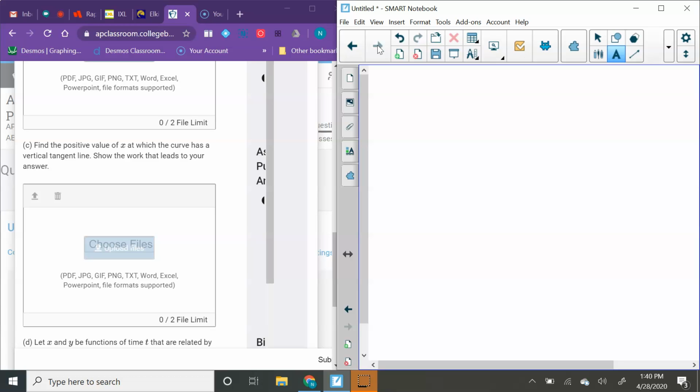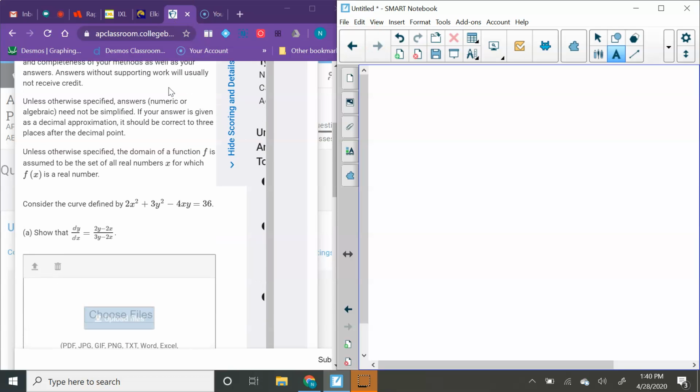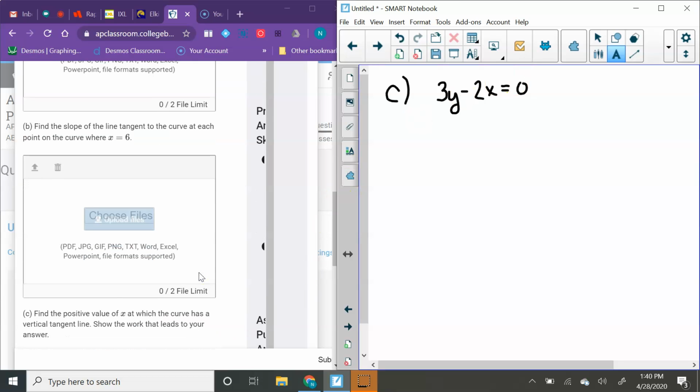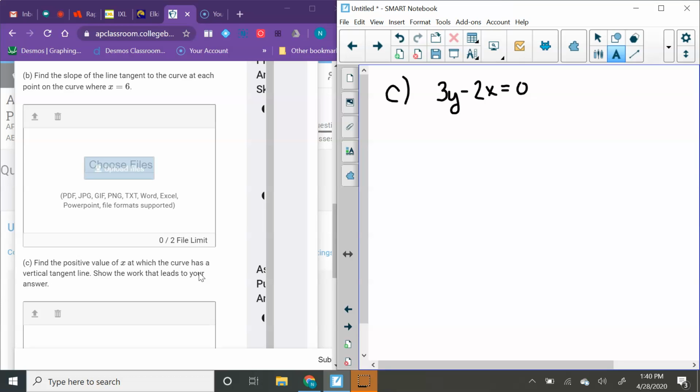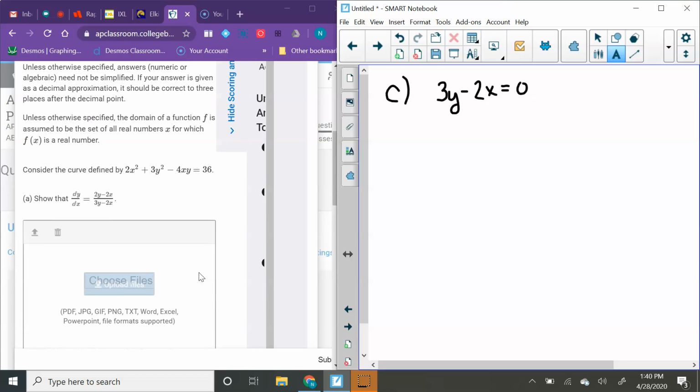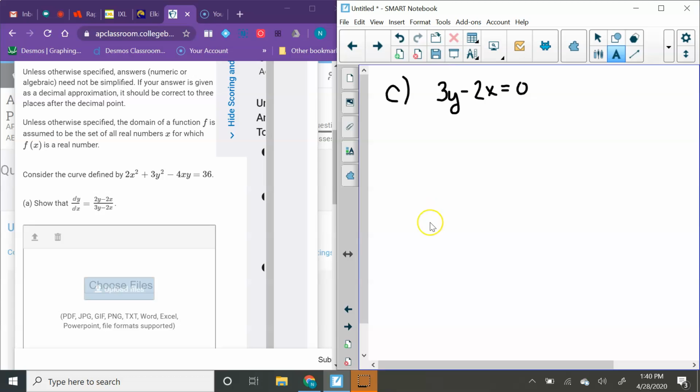So if you have a vertical tangent line, that's going to mean that the denominator of your derivative is going to equal 0. So the first thing you would have to do for this is set that denominator, 3y minus 2x, equal to 0. Now, you can't solve that equation because it has an x and a y, so you can't get the answer right away. But we're asked to find the positive value of x at which the curve has a vertical tangent. So we know this has to be true. We have to figure out what point that happens at, and we want to know the x coordinate.